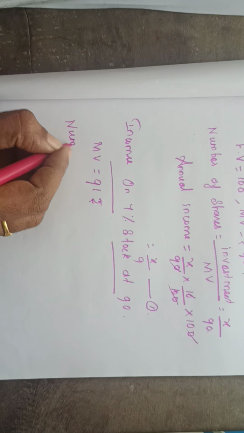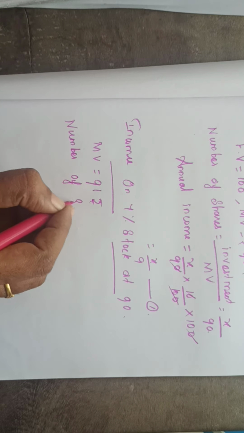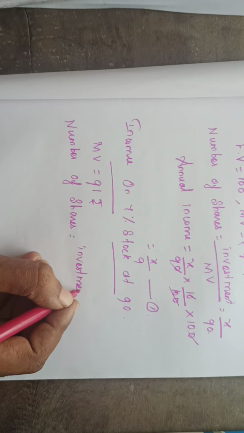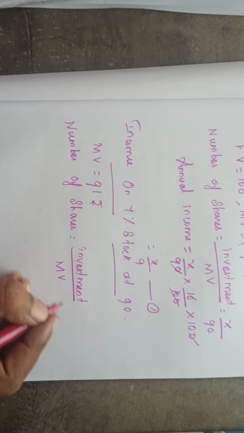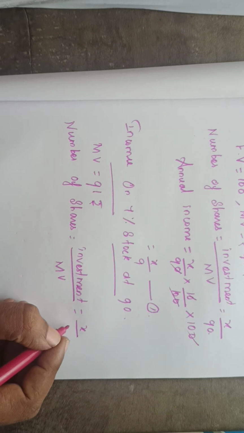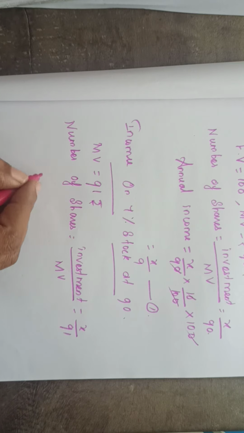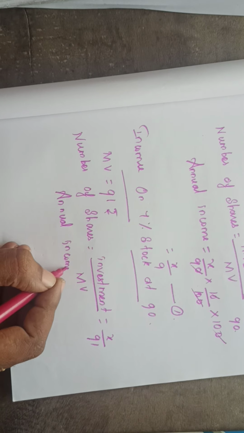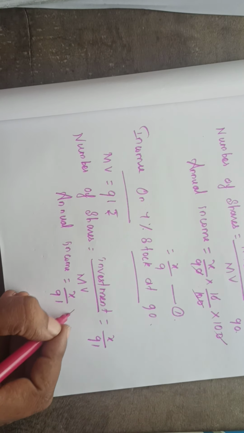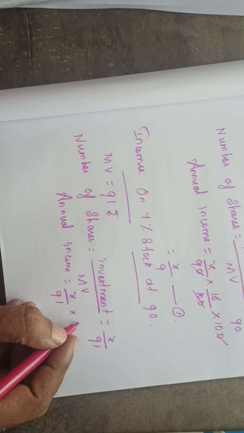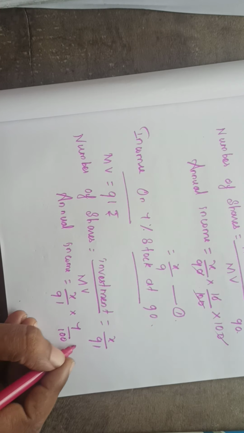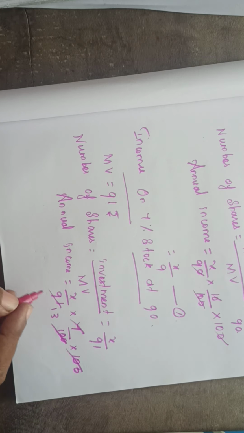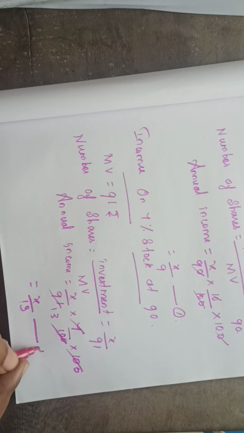Now find the number of shares. Shares is equal to investment divided by MV. What is investment? That is x by 91. Okay. Now find out annual income for this. x by 91 into 7%, is it right? So 7 by 100 into face value 100. Simplify. So how much will you get? 7 into... that is equal to x by 13. Take it as equation number 2.